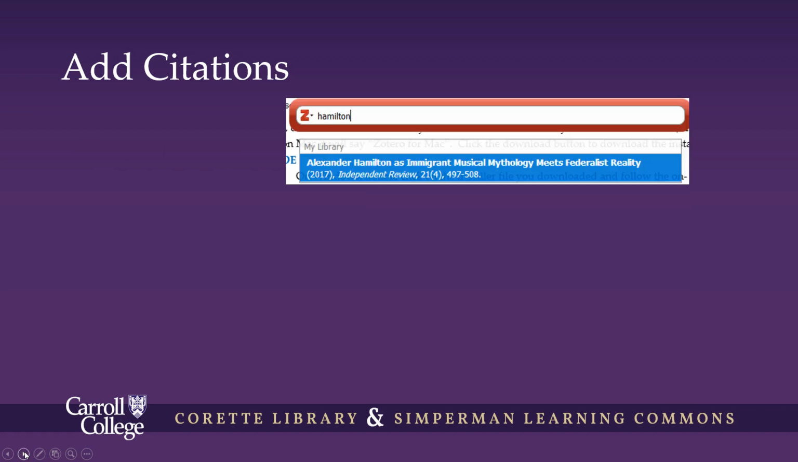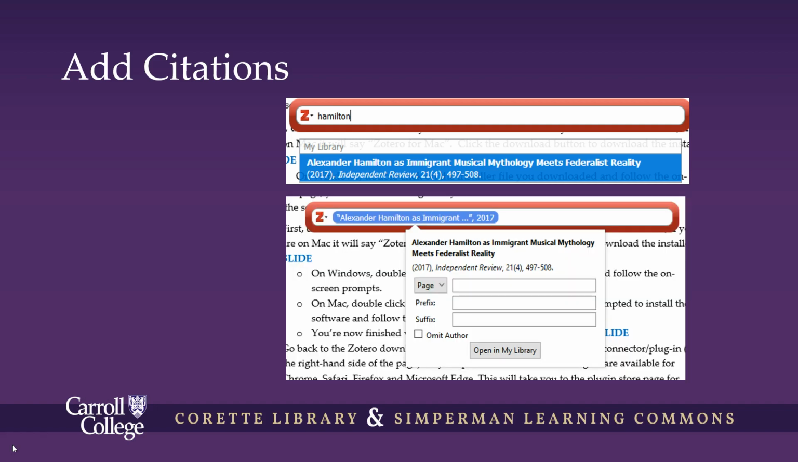a red search bar will appear, prompting you to search for the source title or author you wish to add a citation for. Start typing, and Zotero will show you the results that match. Then click on the result for the item you wish to add. You can specify a page number by clicking on the item again in the red search bar, then entering the page information.